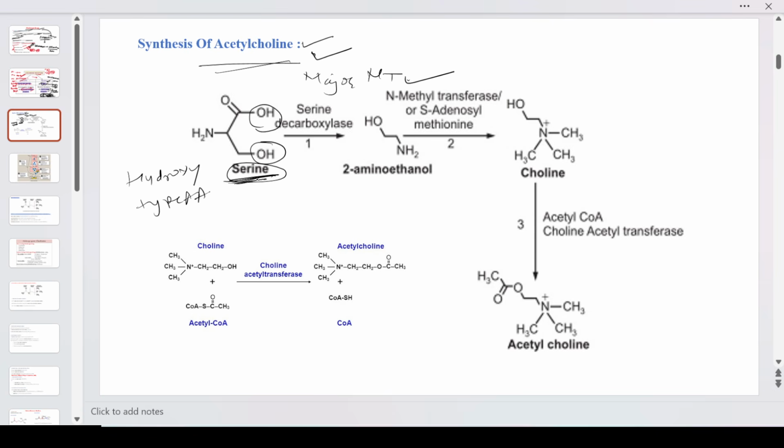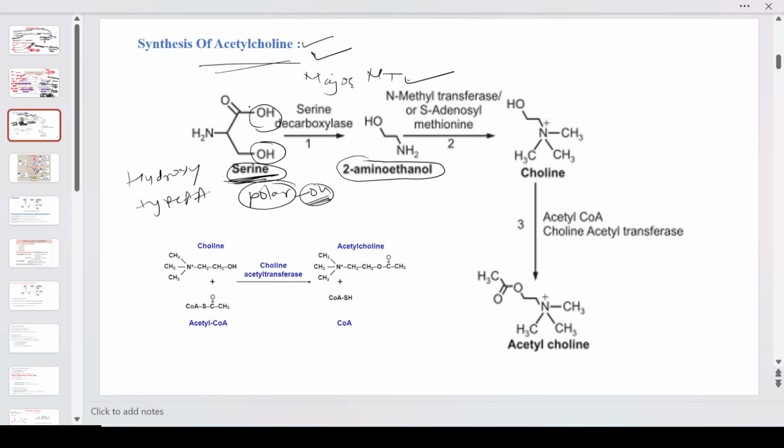Okay, so this is hydroxy and this is a polar type of amino acid. Why is this polar? Because hydroxy groups are present. This OH group is polar in nature. Okay, so this serine is converted into 2-amino ethanol.